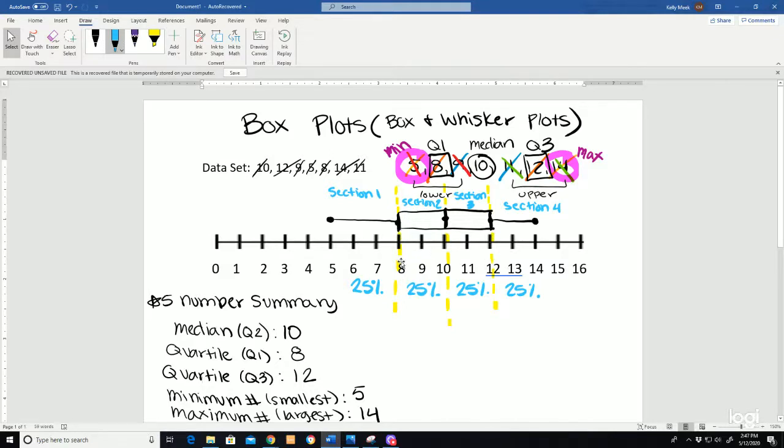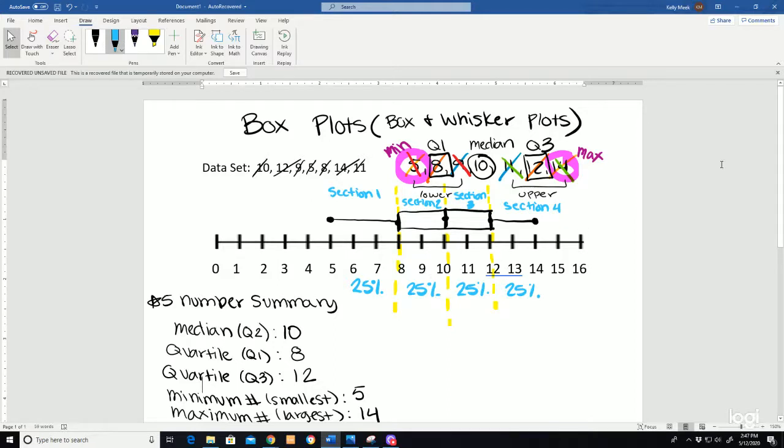12 minus 8 is 4. So that means that the IQR, the interquartile range, is 4 spaces, meaning that this middle data is not super spread out. So you can tell a lot of information from a box plot, especially when they don't give you the data. But we do have the data, so we can kind of see where all those numbers lie.